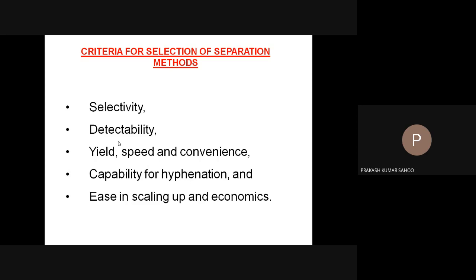So it depends on the type of sample you filter or separate, and on the basis of the speed, the recovery, or the separation, you have to choose the separation method accordingly. And the fourth one is the convenience. Convenience is also very important.